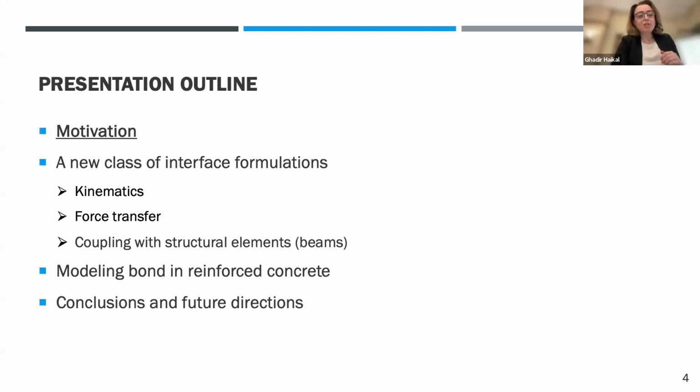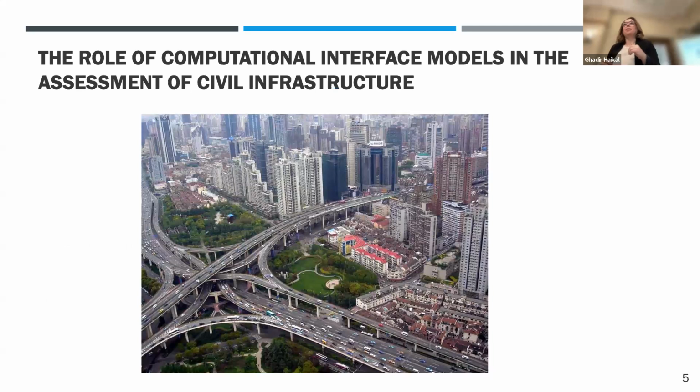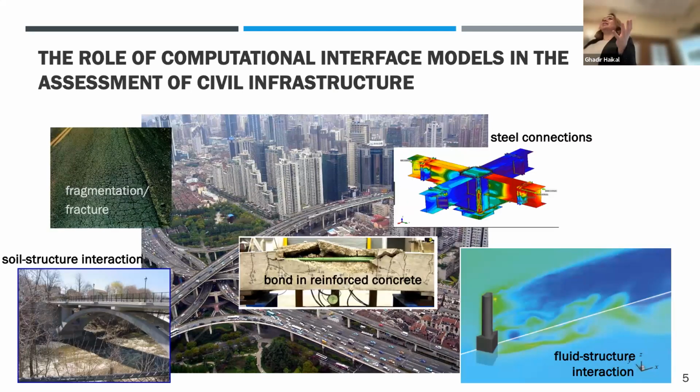So first, a little bit of motivation, why we do what we do. Interfaces are everywhere, right? All the systems that you look around you as structural systems in terms of beams or bridges or roads, they are complex systems that are at the basic level comprised of multiple components that interact with each other across interfaces. These interfaces are at different scales.